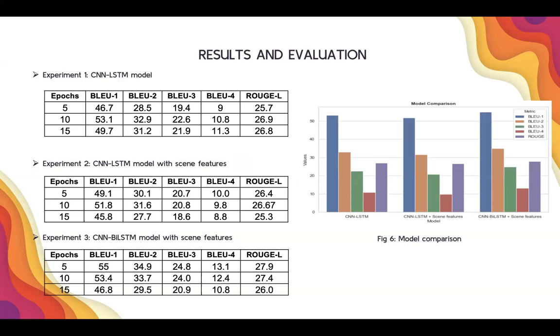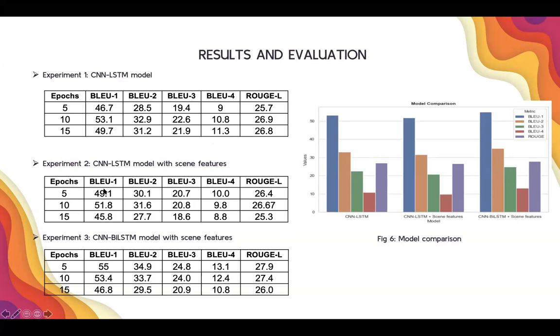For the experiment 1 model, we see that the model peaks at 10 epochs with the highest BLEU score of 53.1, 32.9 for BLEU 2, 22.6 for BLEU 3, and the highest ROUGE score. Though at 15 epochs, the BLEU 4 score was actually higher.